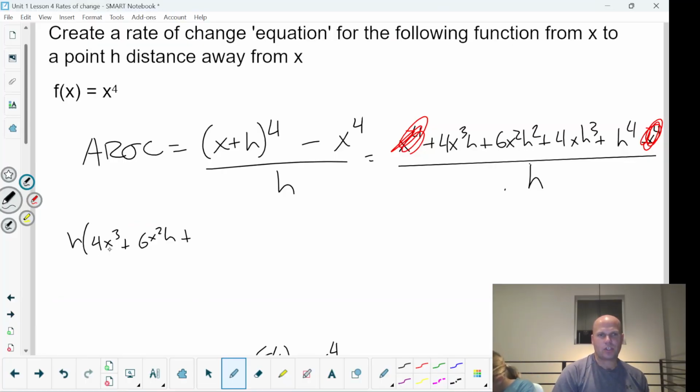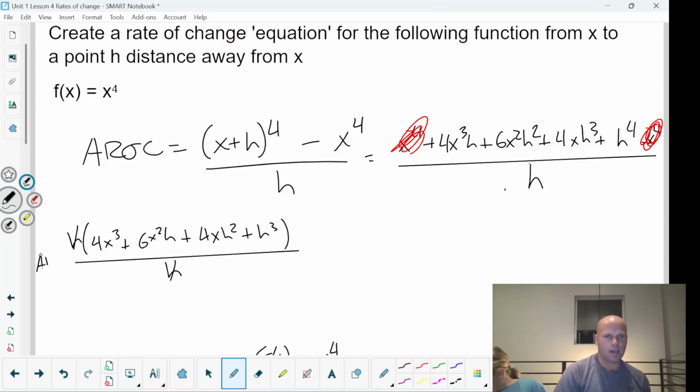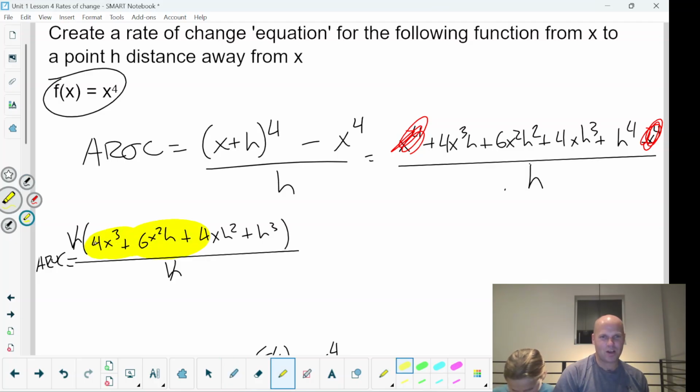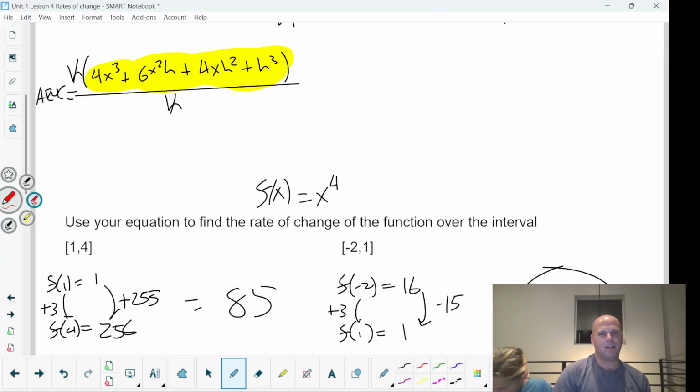After factoring out an h, we see I got a 4x cubed just sitting by its lonesome, and all the other ones have an h. Well, I can see that the h's are going to cancel. I can then say, here's my average rate of change of x to the fourth. Oh my goodness, I don't want to use this. It's very, very long and complicated. 4x cubed plus 6x squared h plus 4xh squared plus h cubed. Ugh! But let's do it at least once, just so you can see that it works.